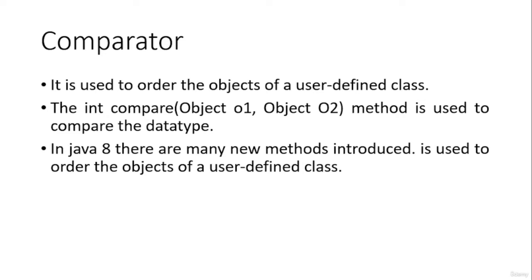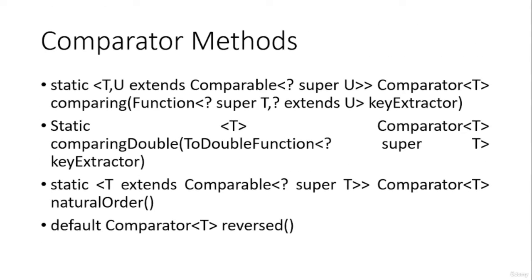Comparator has many new features added after Java 8. Some static methods and default methods were added to the interface. Let us see some of the methods added to the Comparator interface. Here you can see the comparing method, the reversed method, the comparingDouble method. Different methods have been added with different functionality. Take time to check out this API at docs.oracle.com.